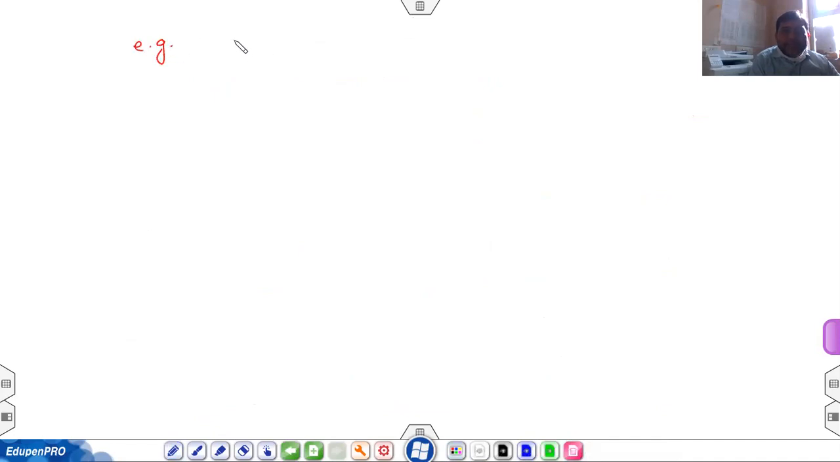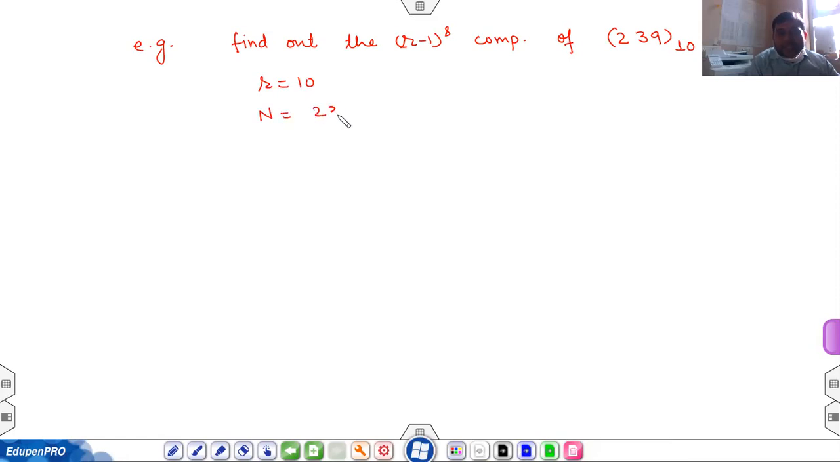So for example, let's say we want to find the R minus 1's complement of 239. This number is written in the decimal number system, so R is equal to 10. Capital N, the number, is 239. Small n is the number of digits: 1 digit, 2 digits, 3 digits. So it's a 3-digit number.